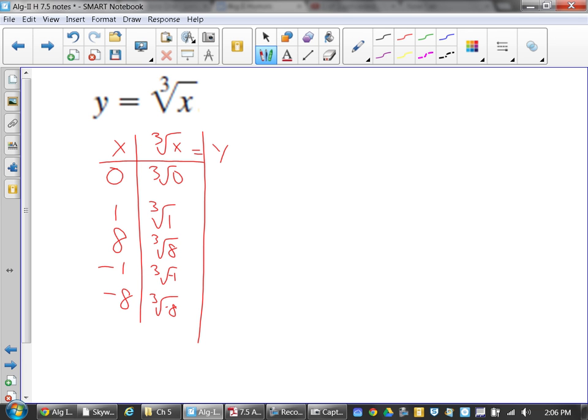It's cube root of 0. See, you can't just give me ugh. All right, what's cube root of 1? Cube root of 8. Okay, cube root of -1. And cube root of -8. All right. Is that bad? Okay. I know you guys are all freaking out waiting for the other shoe to drop here. But wait.